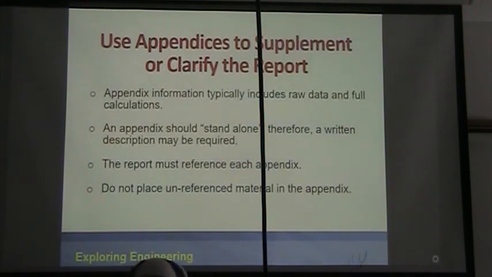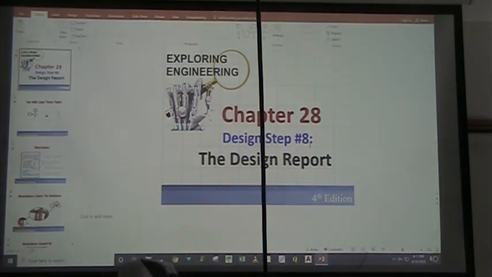You want your report to reference each appendix, right? So you're going along and you say, our calculation was that this would be able to withstand 5,000 tons of force, and the calculations for that are in Appendix 1. Don't place unreferenced material in the appendix. And there you go. A design report of design reports.